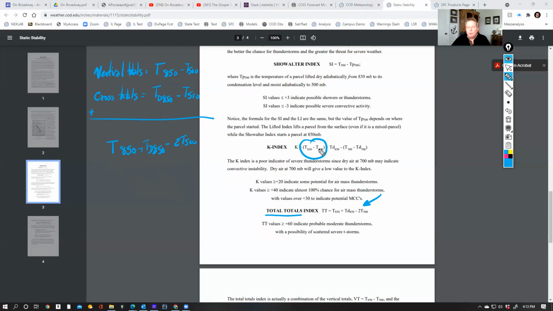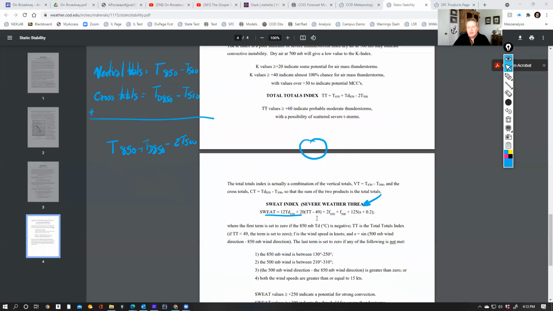Now you may say, well, why are these numbers this way? That seems weird. If you look at the next one, when we go to the sweat index, those are weird numbers to put in there. Okay, all of these things are what we call empirical. Empirical means we have figured this out from experience.